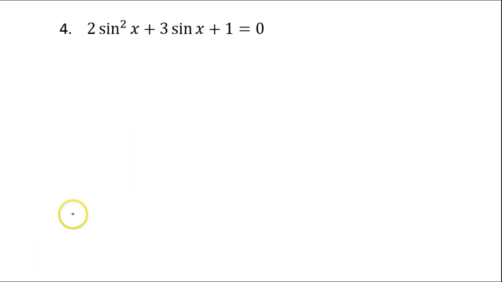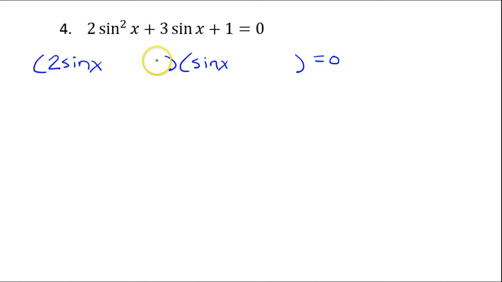Pretty simple. For number 4, there is no GCF, but this looks like something that we can factor. So let's go ahead and try to factor this. 2 sine squared x can only factor as 2 sine x times sine x. 1 can only factor as 1 times 1. Now inner plus outer must equal the middle. Inner, I have 1 sine x. Outer, I have 2 sine x. The middle is 3 sine x.